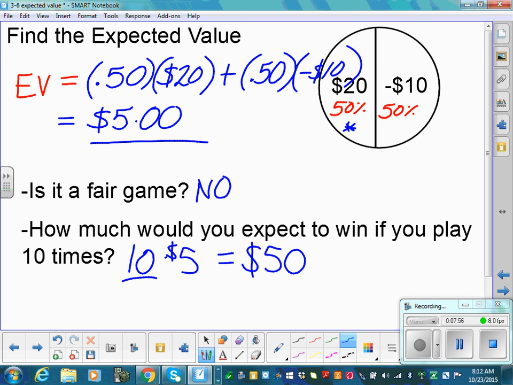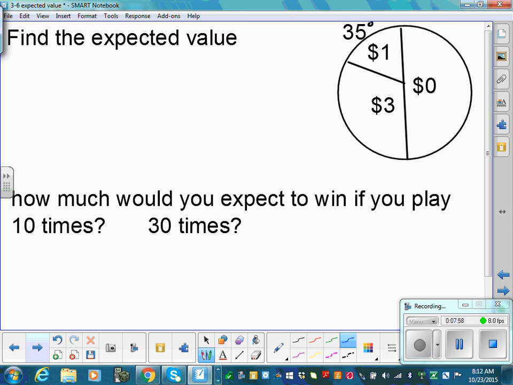Okay. Let's do another one. Find the expected value. Looking at this spinner now, there's a lot more options. This one takes a little bit more thought. First of all, to find the expected value, we have to know the probability of landing in each section of the spinner. If you look at this section right here, what percent of the spinner is it? 50%. So I'm going to write 50%. Does everybody understand?